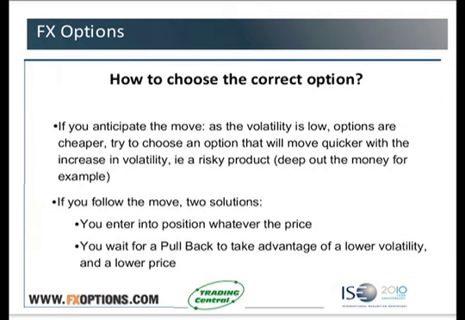The best is always to anticipate the move, because when you anticipate the move, the volatility on the market is still low, and options are cheaper because volatility is a great part of the price of an option. And then you can take a risky product, an out of the money product. When, for example, the price breaks out of a huge support or a huge resistance, the move will be very strong.